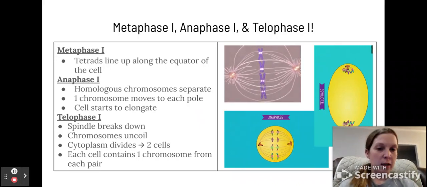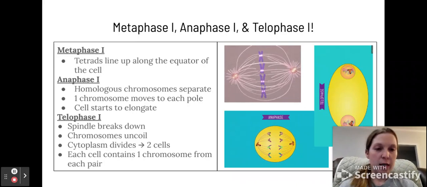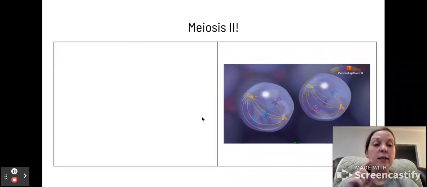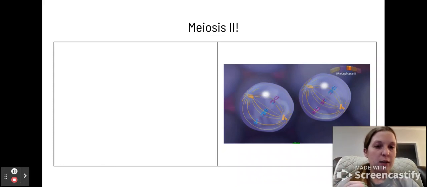So now you have 2 identical cells. Again, just like mitosis started off, except I shouldn't say identical, because if you do have that crossing over occur, they won't be identical anymore. They're going to express different genes, but we will still have the same amount of material in each cell.